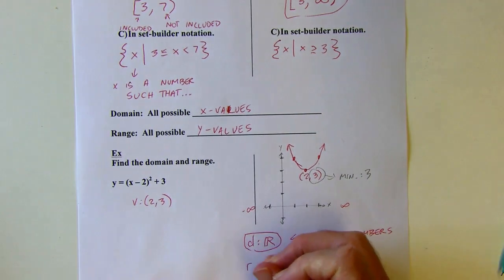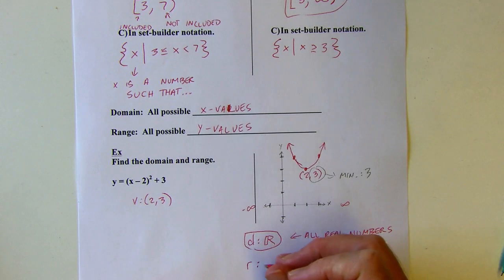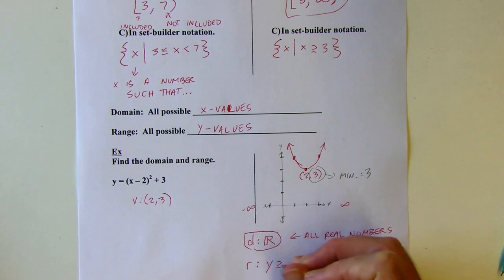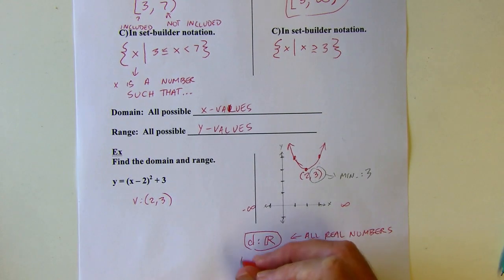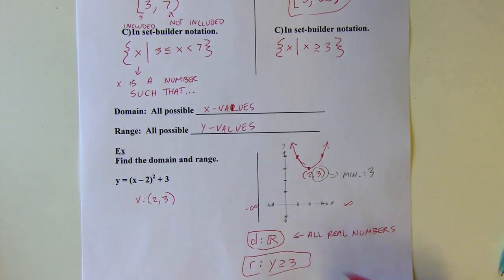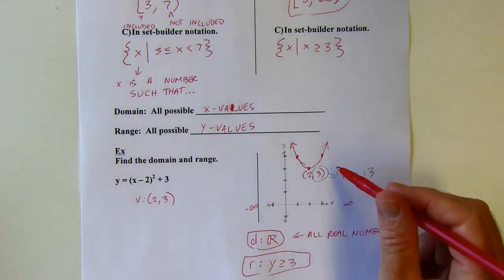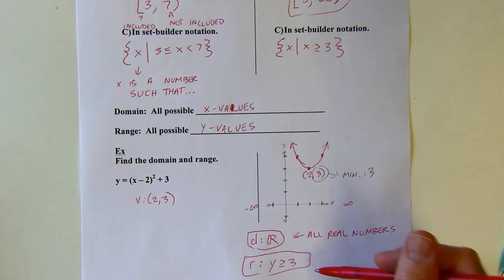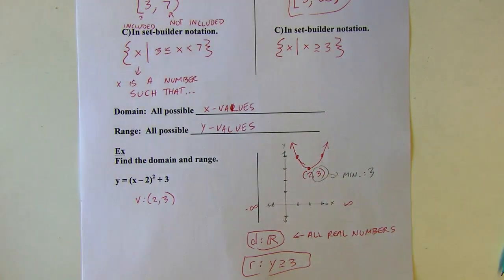So my range is going to be any values 3 or greater for y. So those are talking about my y values, so I want to show that the y's have to be greater or equal to 3. And again, you could use a different type of notation if you like there. Okay?